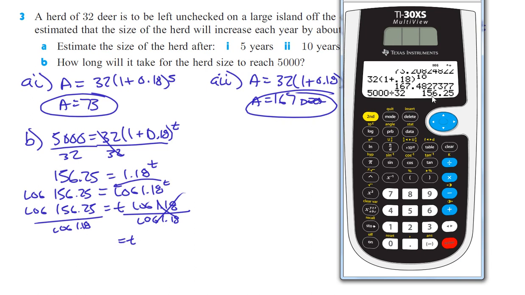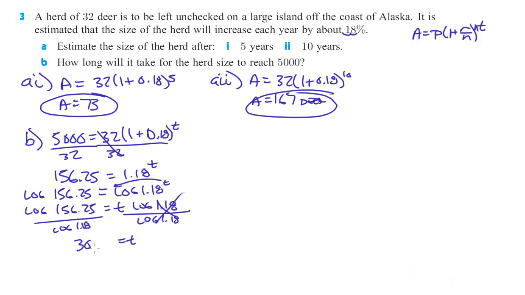Alright, so we've already got the 156 in there, so I'm just going to do log. Oops, I did natural log. I want to do regular log of our answer. Gives us 2.19, and we're going to divide that by the log of 1.18. And that gives us 30.52. That's a 0. My zeros are looking like 6s, sorry. So 30 and a half years it'll take for it to increase up to 5,000.